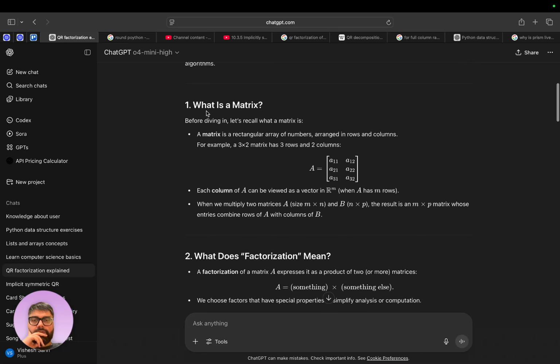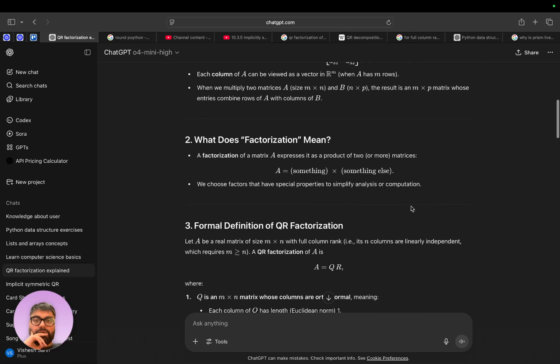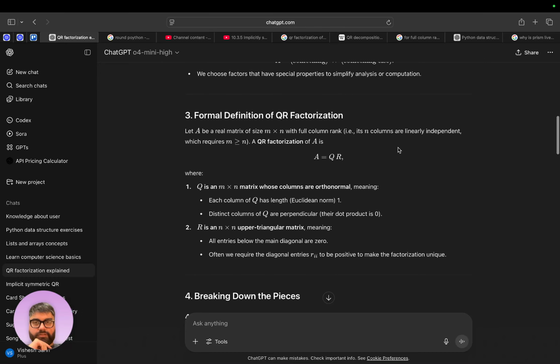So this went super basic and I was just explaining what a matrix is, so I'm not going to read that. What does factorization mean in this particular case? It's essentially breaking down A into two separate matrices. And the formal definition is that if A is a full rank matrix, aka all of its columns are linearly independent, which requires m greater than n, meaning it has to have more rows than columns, which makes sense because if you were to write out a linear system of equations, it'll turn into a square matrix and some vector x and then equals b, which is your output, right?